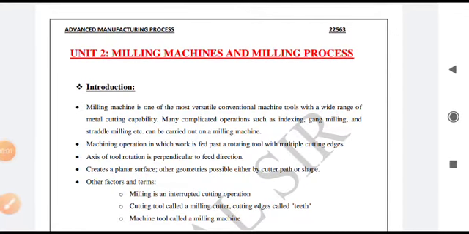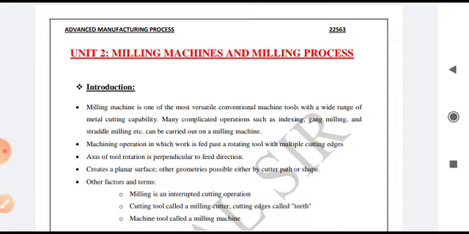Hence, let's start with our second unit of advanced manufacturing processes. That is the second one, milling machine and milling processes. This is the first lecture of this second unit of advanced manufacturing processes, named milling machine and milling processes.